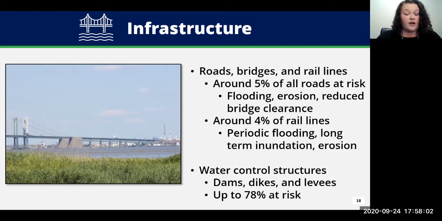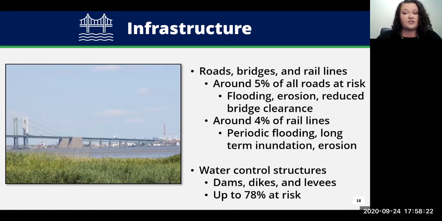According to the same report, approximately 4% of railway lines in the state are located in areas where they could be impacted by sea level rise. The resulting impacts could include periodic flooding, long-term inundation, and erosion if adaptation actions are not taken.